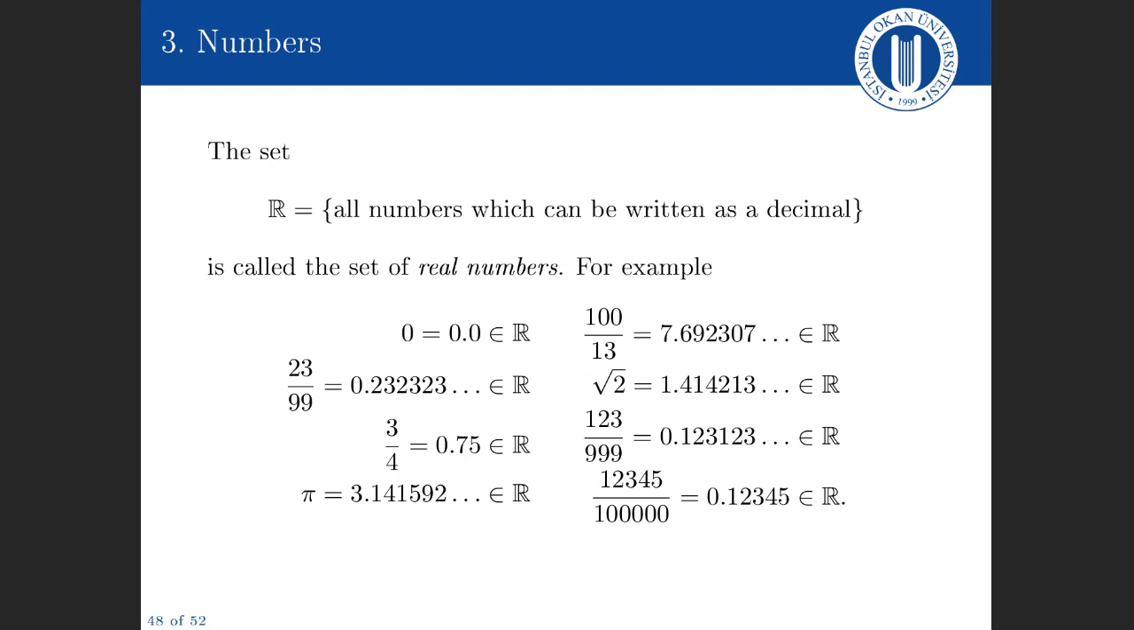The set of numbers we invent is the set of all of the numbers which we can write as a decimal. And we call this set R. This is the set of real numbers. For example, 0 we could write as 0.0. 23 divided by 99, we could write as 0.2323232323, etc. 3/4, we could write as 0.75. Pi, we could write as 3.141592, etc. It goes on and on and on. And so on. These are all real numbers.